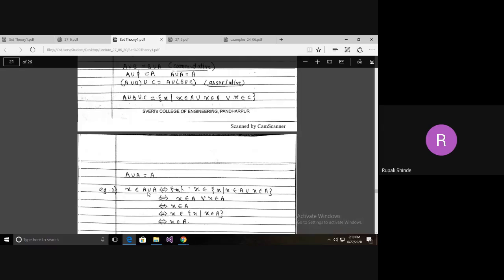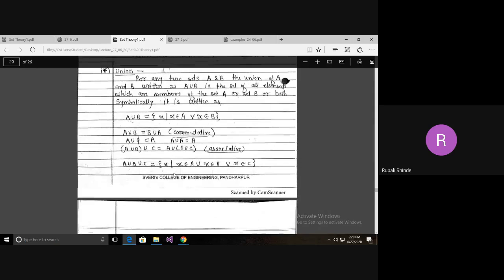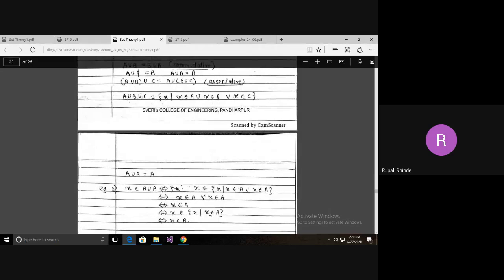This A union A should be replaced by its definition: for any element X, X belongs to A or X belongs to A. The same definition of union we have applied here, with A union A instead of A union B. So what is the meaning of this statement? X belongs to A or X belongs to A.